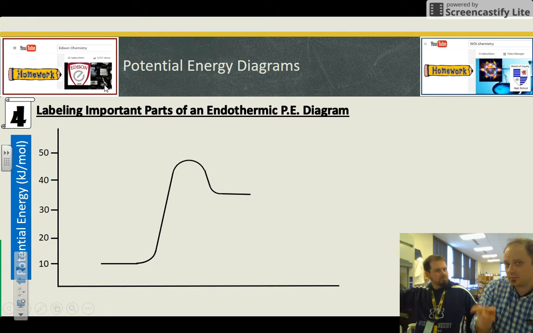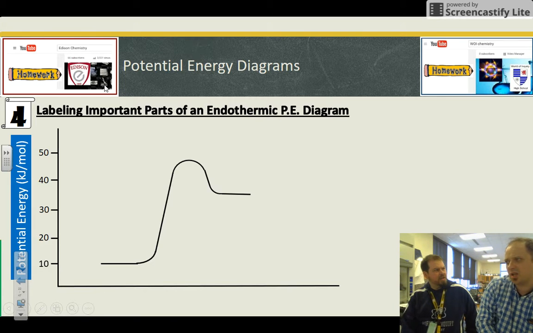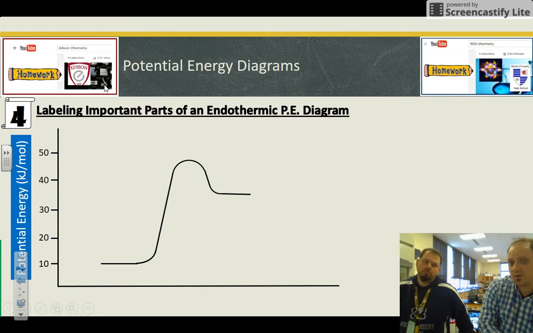You've got to have a hill, because otherwise it's not really a potential energy diagram. I've seen some garbage ones in the past where kids do a flat line and just connect the two with a straight line. No, that's more of a phase change diagram we were doing before. So don't get confused about all that business.